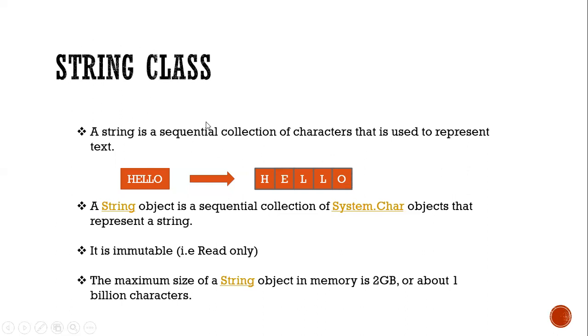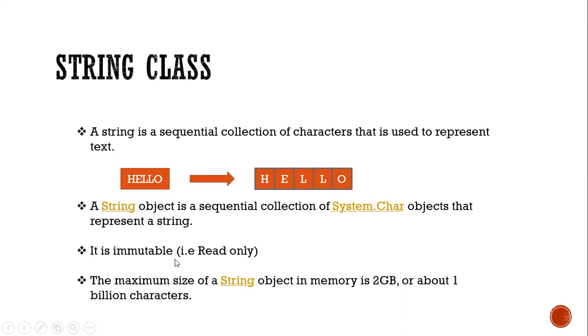And a string can be thought of as a collection of characters. So for me, I will be writing a string as hello, but internally, it can be represented as this, where each one of them is a character and represented by this class System.Char. So a string object is actually nothing but a sequential collection of char objects, and that represents a string.